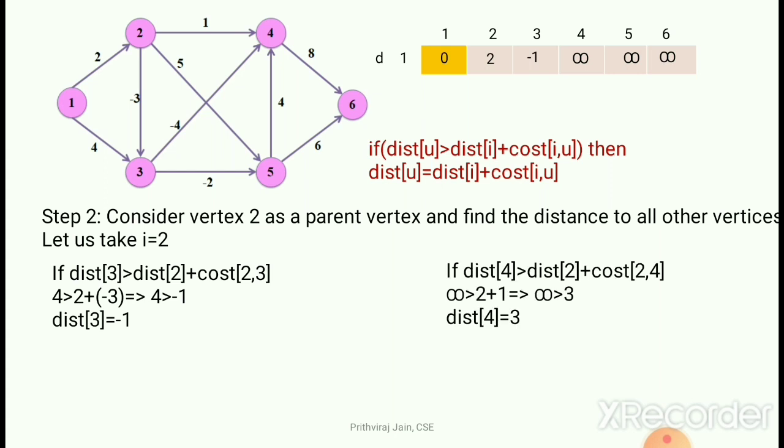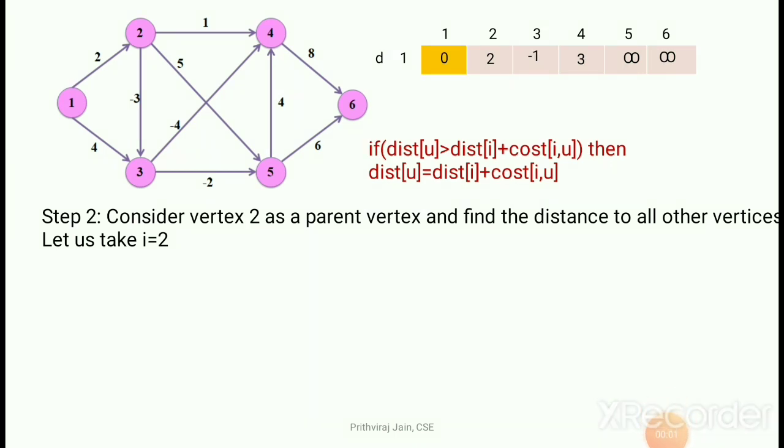Next, from 2 to 4. Distance of 4 greater than distance of 2 plus cost of 2 to 4. Distance of 4 is infinity, which is greater than 2 plus 1. Distance of 2 is 2, and the cost of 2 to 4, as we can observe in the diagram, is 1. So infinity is greater than 3, that is true, so distance of 4 will be updated to the new value, that is 3.